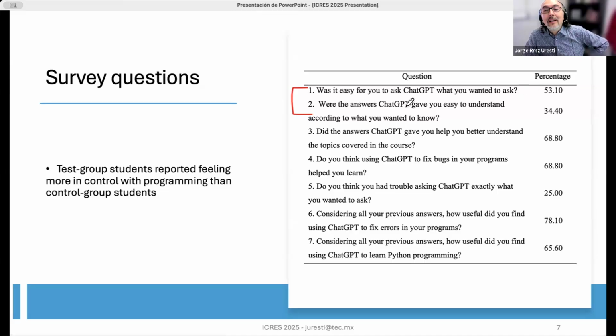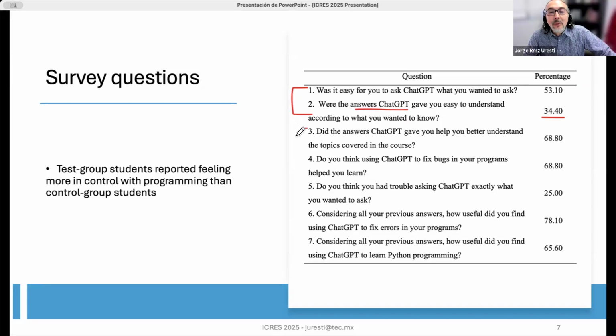And were the answers easy to understand? In this case, it is just 34%. So in a way, it was not really easy for them to understand what the tool was telling them. But it is not clear why, because maybe they don't understand the topic, they don't understand programming, or because the tool was not being clear. So that's not really clear.